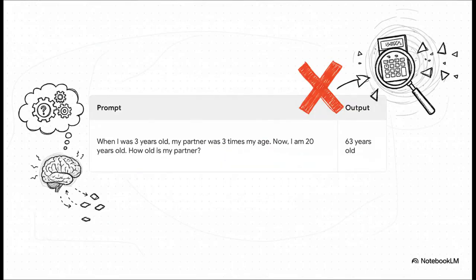Okay, let's look at a perfect example. Here's a little logic puzzle. When I was 3 years old, my partner was 3 times my age. Now I am 20 years old. How old is my partner?